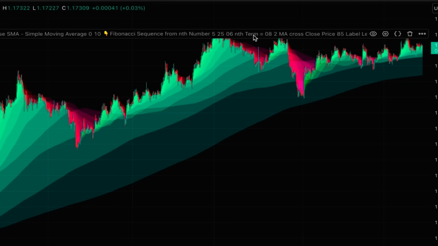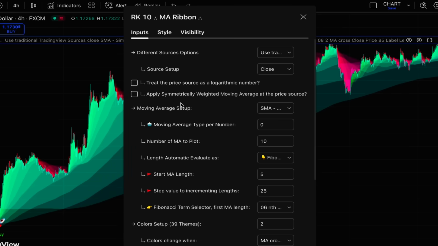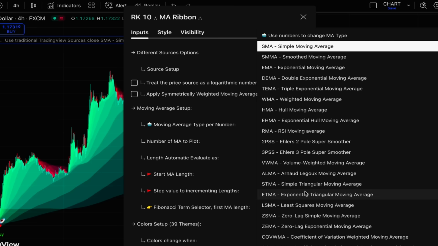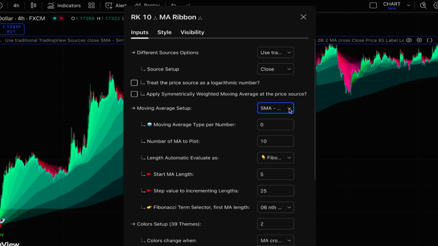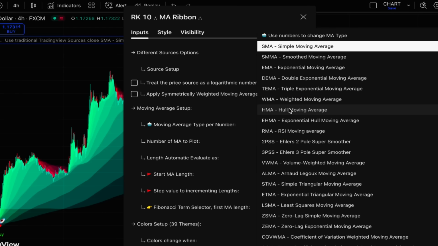If we go to the settings of the indicator, here for moving average setup, you can see that we have a large list of different types of moving averages that you can choose from this list. Depending on your trading strategy and other indicators that are used in your trading strategy, you may need, for example, Arnold-Ligox moving average, or you may need triple exponential moving average, or just a simple moving average. So here we have a complete control on the type of the moving average that you are interested to use.